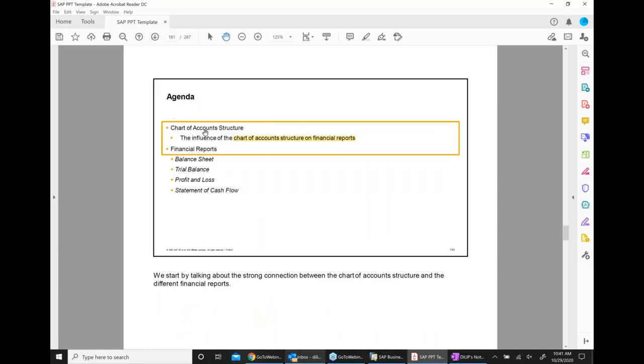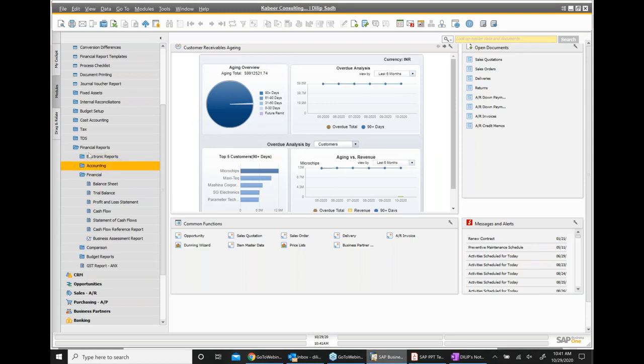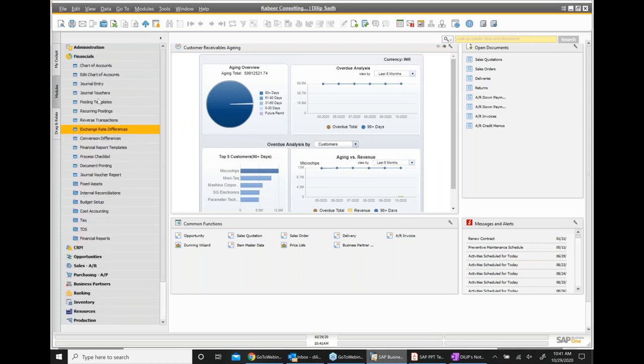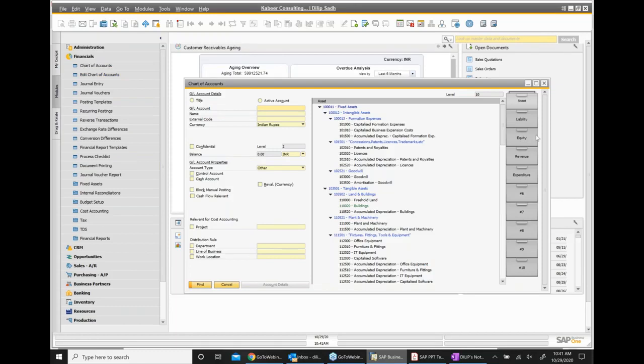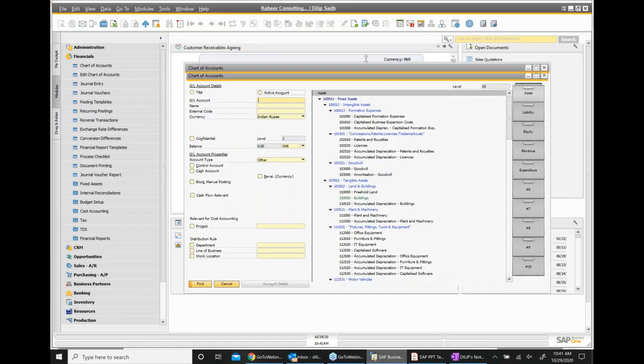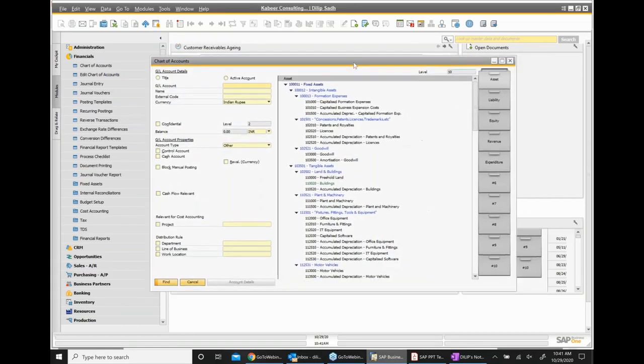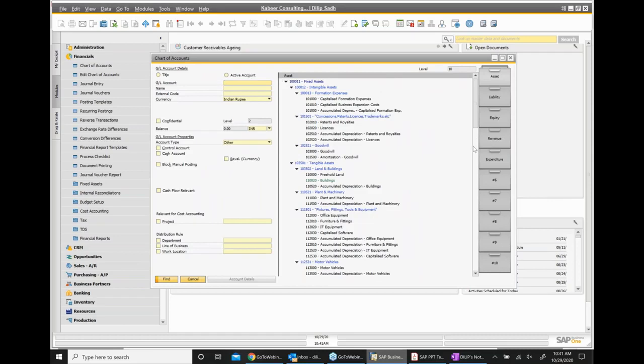Now, in this, what we're going to discuss first and foremost is the chart of accounts. So remember, we talked about the chart of accounts. Here, we had a discussion about the chart of accounts. And in the chart of accounts, we talked about how there are certain drawers.